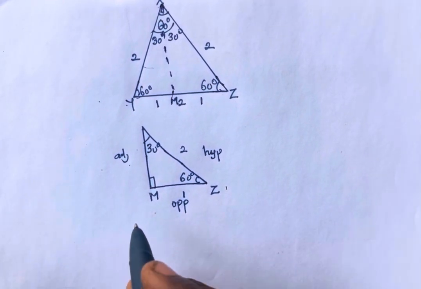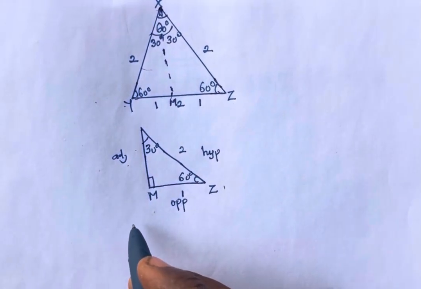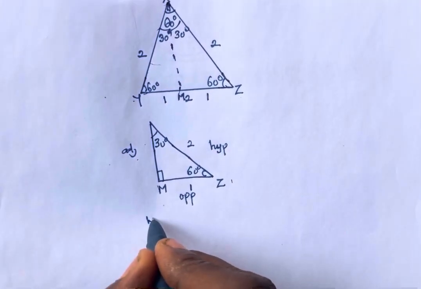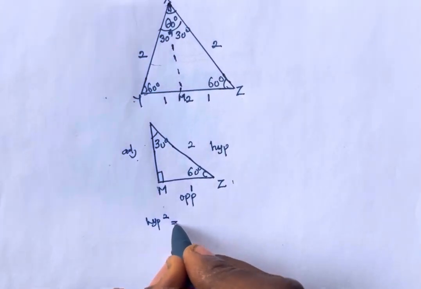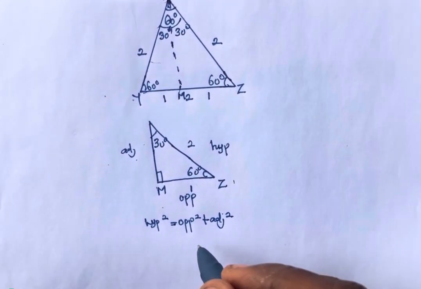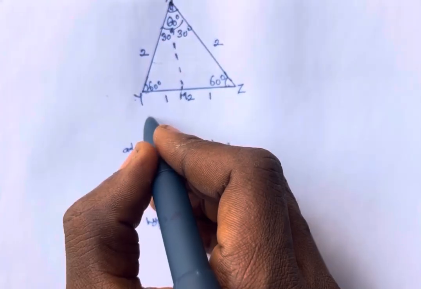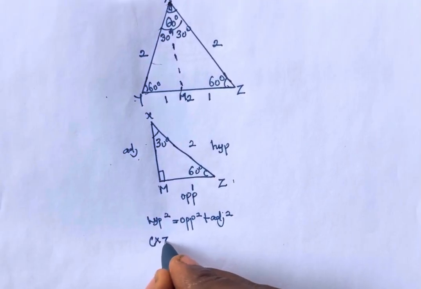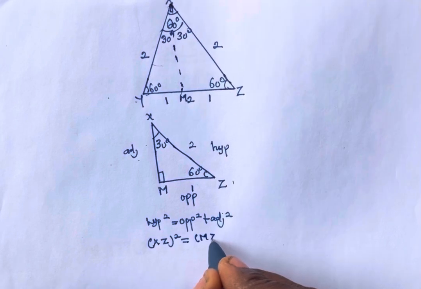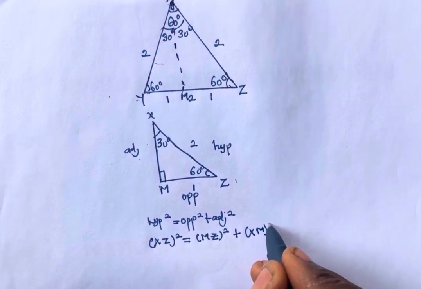To do this, we have to use the Pythagoras theorem to determine the adjacent side of the right angle triangle, which says that hypotenuse square is equal to opposite square plus adjacent square. So we have our hypotenuse to be 2, so XZ square is equal to opposite, our opposite will be here MZ square, plus adjacent, that's XM square.